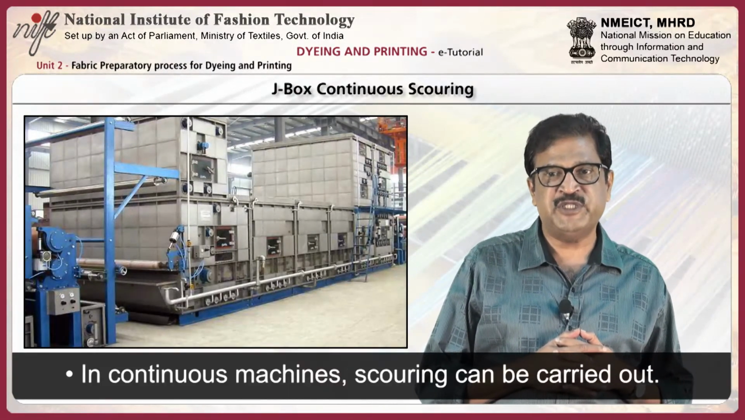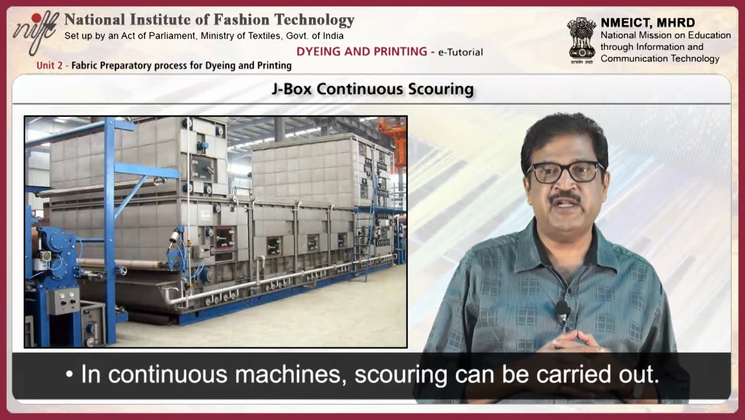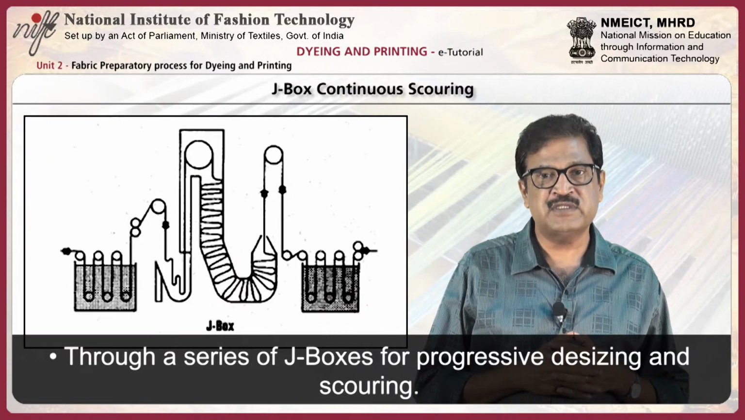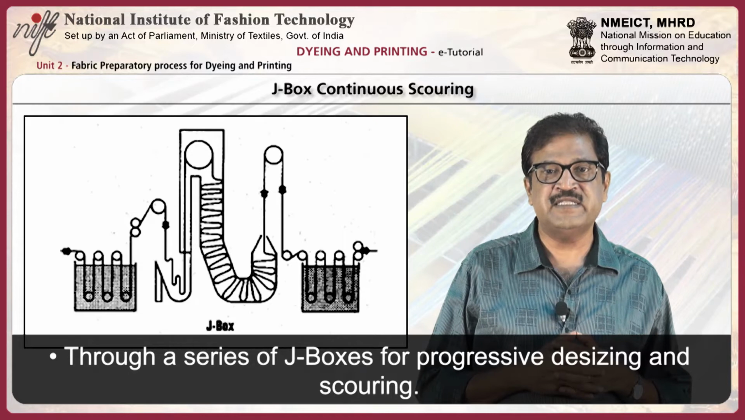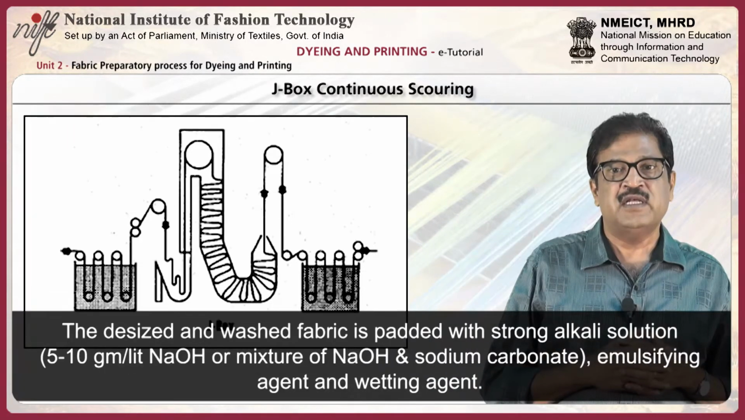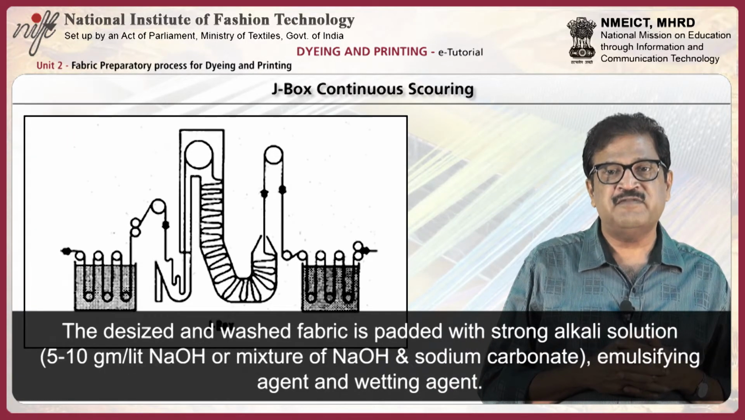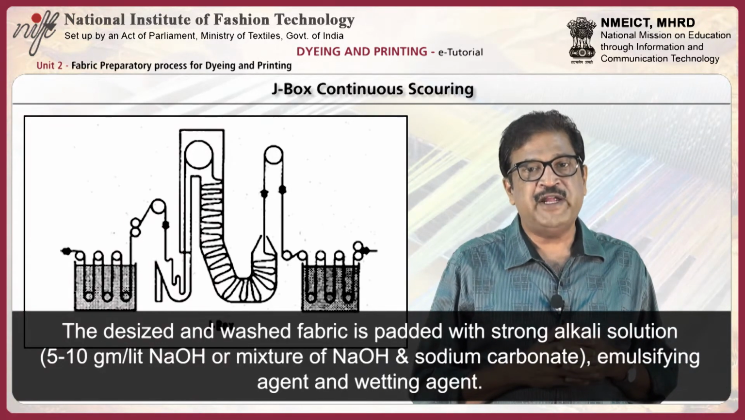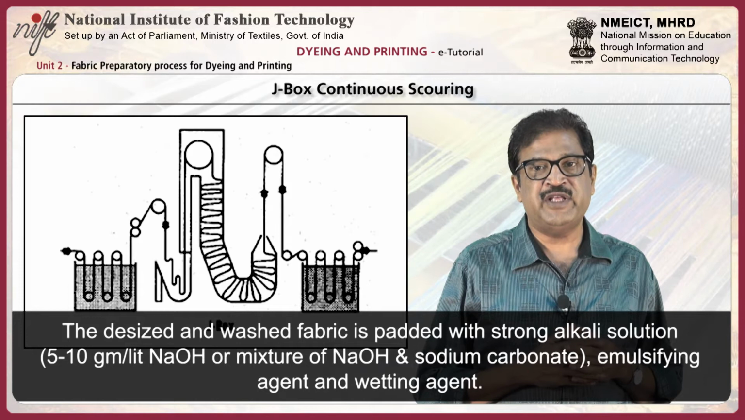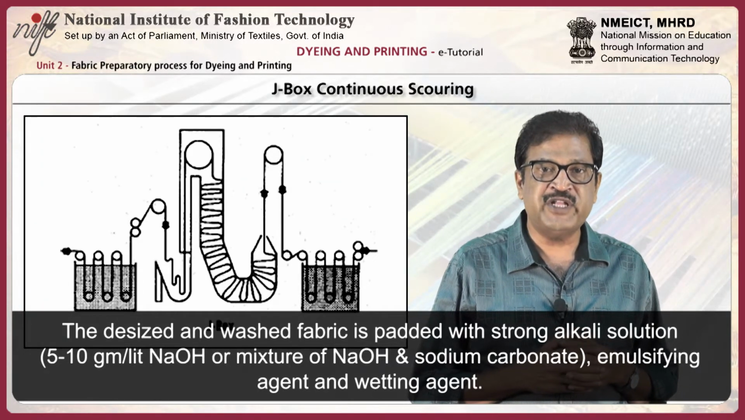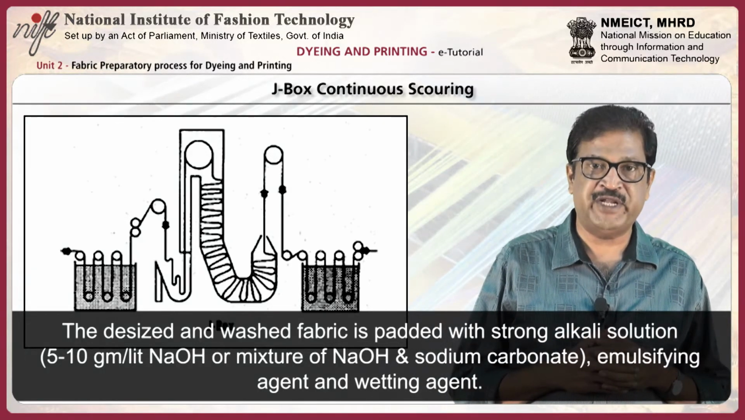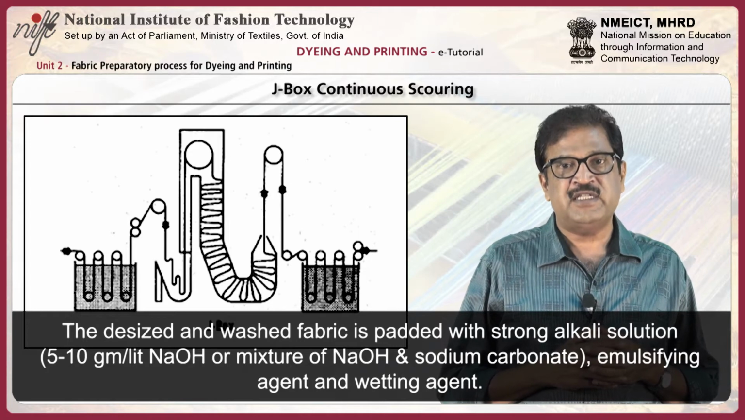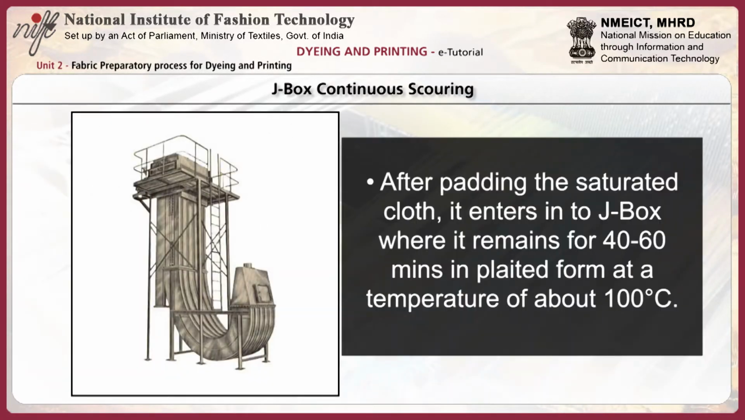In continuous machines, scouring can be carried out through a series of J-boxes for progressive desizing and scouring. The desized and washed fabric is padded with strong alkali solution, 5 to 10 grams per liter sodium hydroxide or a mixture of sodium hydroxide and sodium carbonate, emulsifying agent and wetting agent.